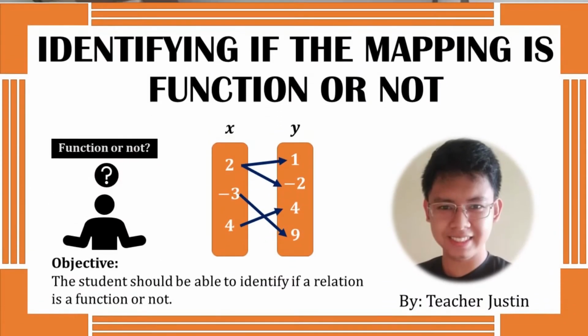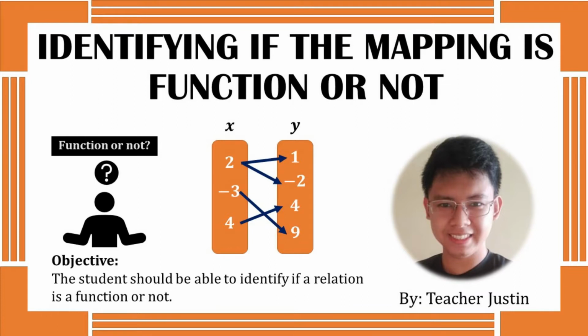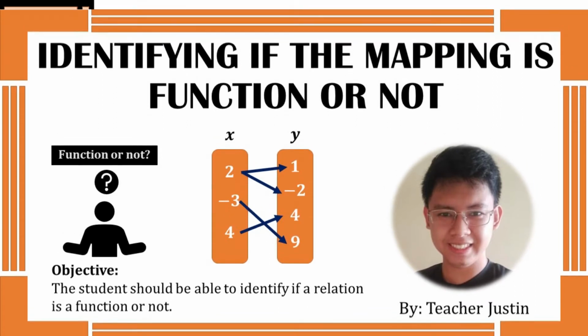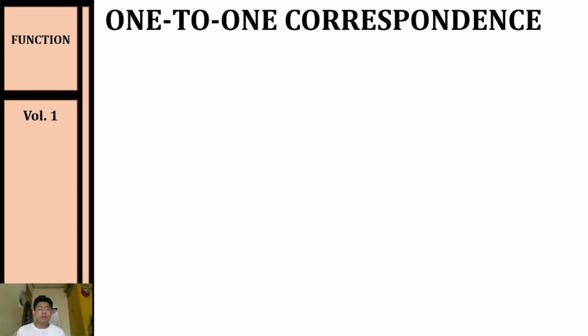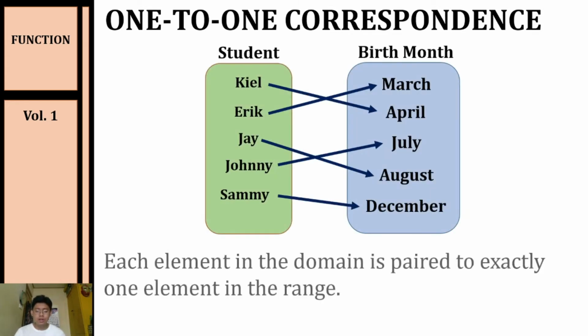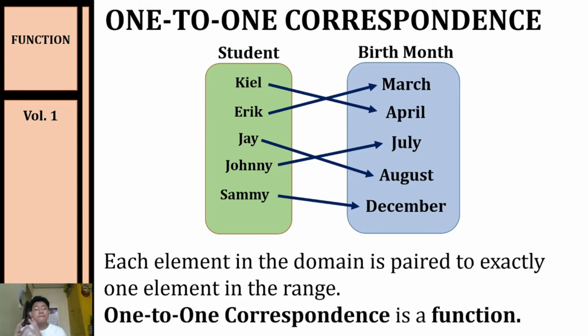On today's topic, we're going to talk about identifying if the mapping is a function or not. Okay, so we have three different types of mapping. First is a one-to-one correspondent. A one-to-one correspondent is each element in the domain is paired to exactly one element in the range. So this is one example of a one-to-one correspondent. And take note that a one-to-one correspondent is a function.